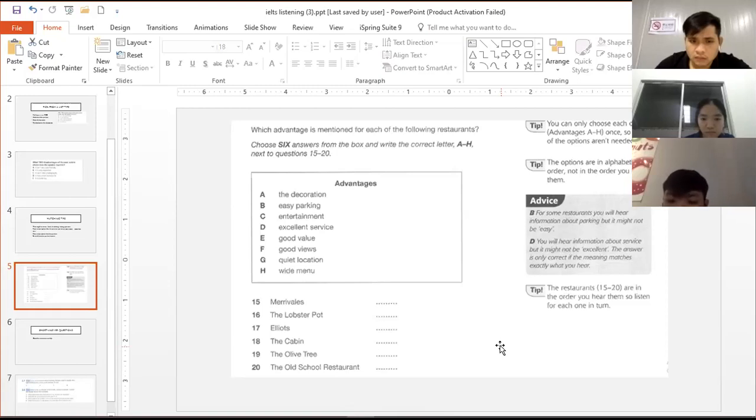Not far from the city centre is the Cabin, which is on the canal bank. You can't park your car there. It's a 15-minute walk from the nearest car park, but it's very peaceful. A good place to relax away from the traffic. It's not cheap, but it's an ideal place for a long lunch.